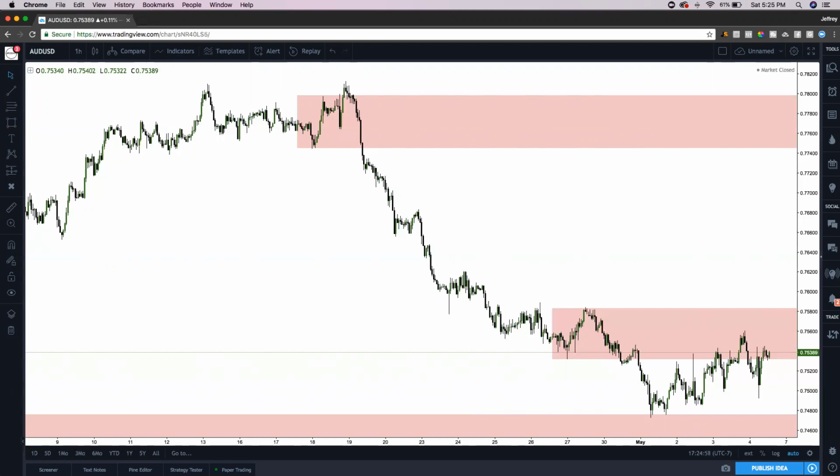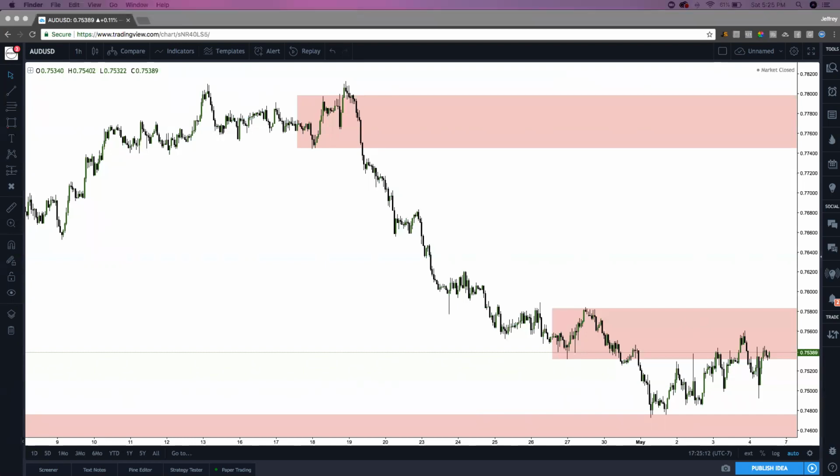Pip targets, I usually look for about 30 to 50 pips. If I can make that, I'm pretty happy. So I never really like to push it further than that. But for example, let me pull up a picture real quick for you guys. I'll give you an example of how I manage my trades.